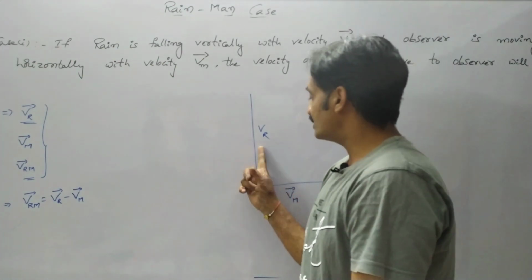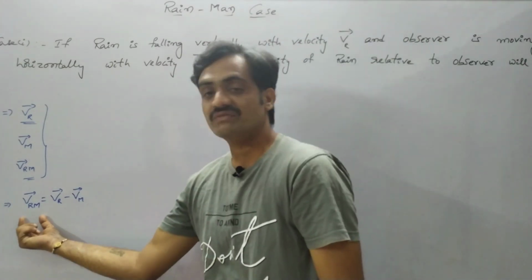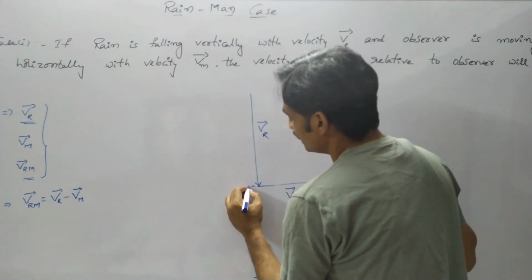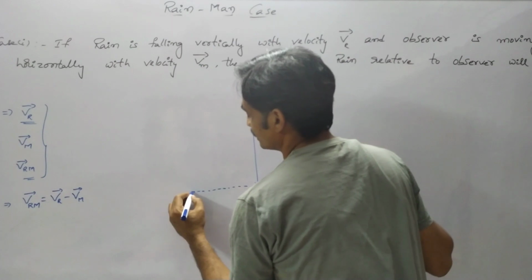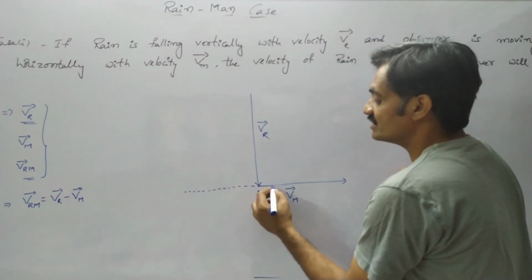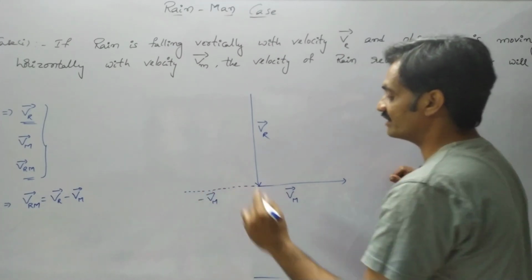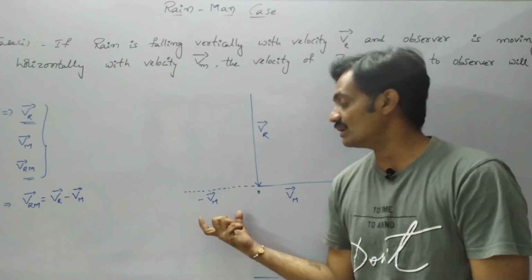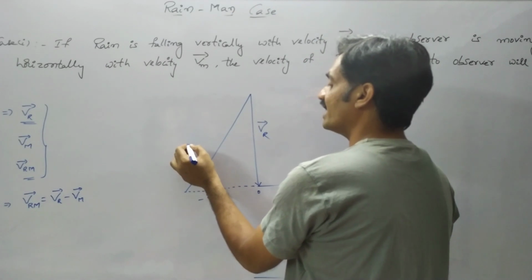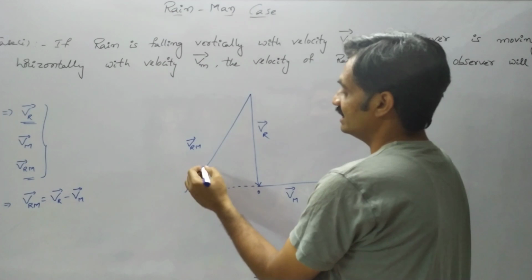Now based on this velocity of the rain as well as the velocity of the man, we have to represent the velocity of the rain with respect to man. So here what we do is we just extend the velocity of the man in the backward direction. If we consider it as origin, then the velocity of the man is represented as minus v suffix m bar. Why? Because it is represented along the negative x-axis. Now the velocity of the rain with respect to man is given as v suffix rm by using this line.